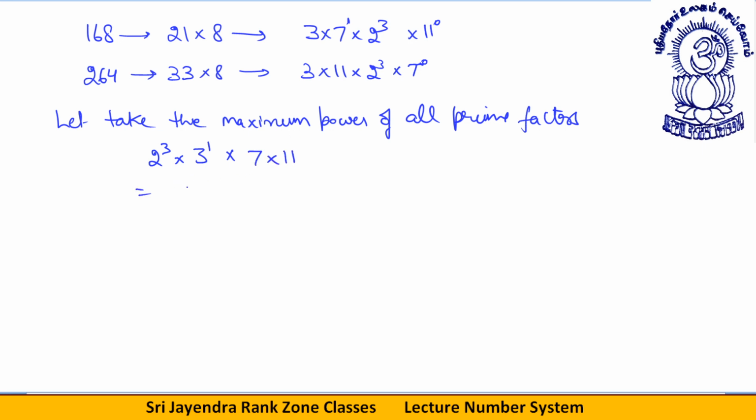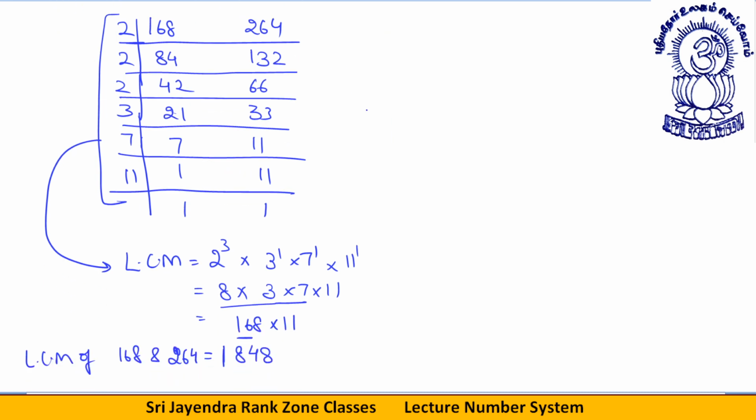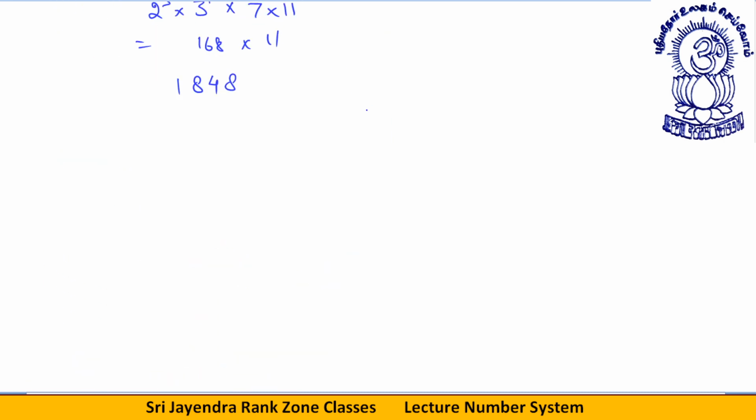So like I told you, 8 into 3 into 7 is 168. 168 into 11 is 8, 4, then 1 carry, 8, 1, 8, 4, 8. I'm sure it must be clear to all of you. Yeah, same answer. So far the concept is, I hope, crystal clear to all of you. Okay, let's move to the next part.